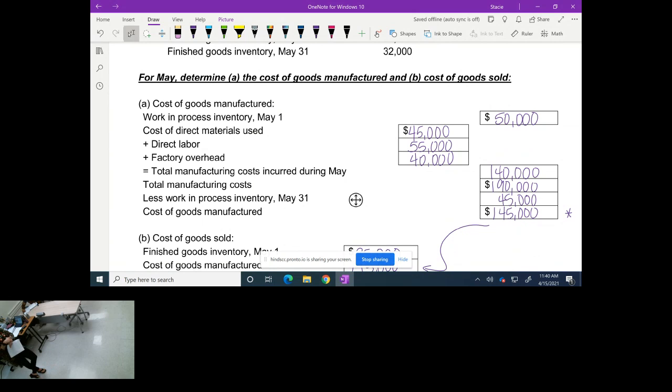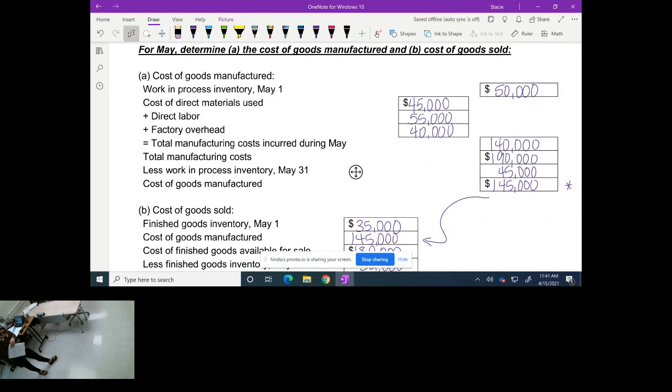When you add that to your beginning work in process inventory, you get total manufacturing costs. You honestly have to sit down and read through it and think about it, and it'll click. Just me reading it off to you and you writing it down probably isn't going to do much for you. Yeah? No?